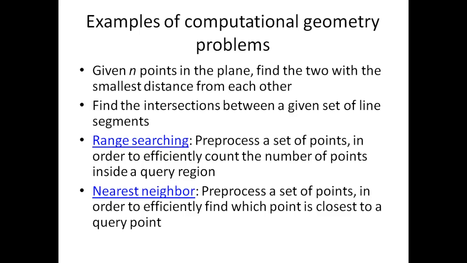The next example may be, given a set of line segments, we have to find the intersection of these line segments. Another example we can have is the nearest neighbor problem, which you might already know. Given a set of points, we have to find which point is closest to the query point. You can imagine a Google map, and suppose you are standing at a particular place and you have to find the nearest coffee shop. This can be an example of nearest neighbor.